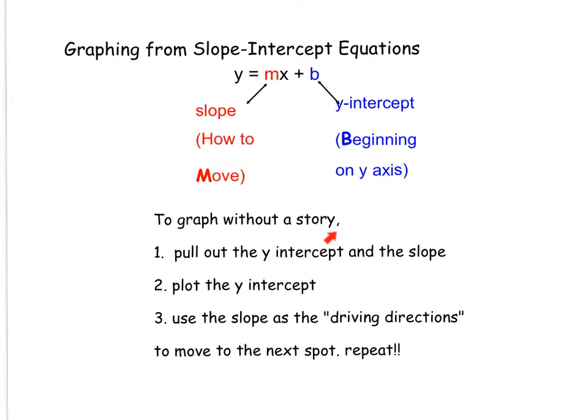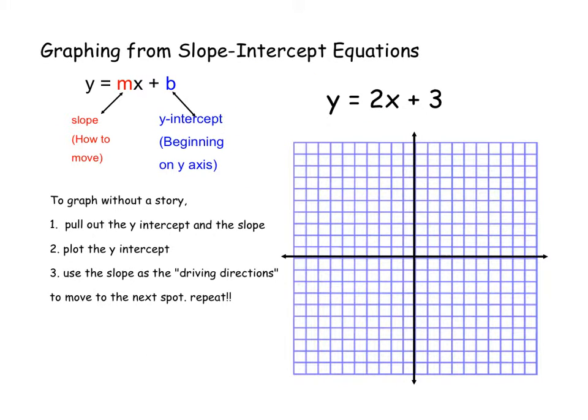So to graph without a story, you're just going to pull out your y-intercept and the slope, plot the y-intercept, and then use the slope as the driving directions to move to the next spot and repeat a few times. It sometimes helps to define the slope, which I'll talk about in a minute. So let's pull out our information. My b is, remember, the one without the x. So my b is 3. And my slope is the one with the x, and it's how I'm moving, so it's 2.